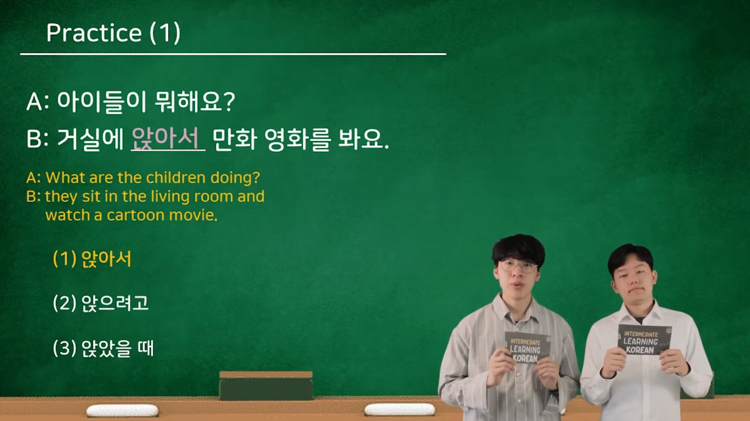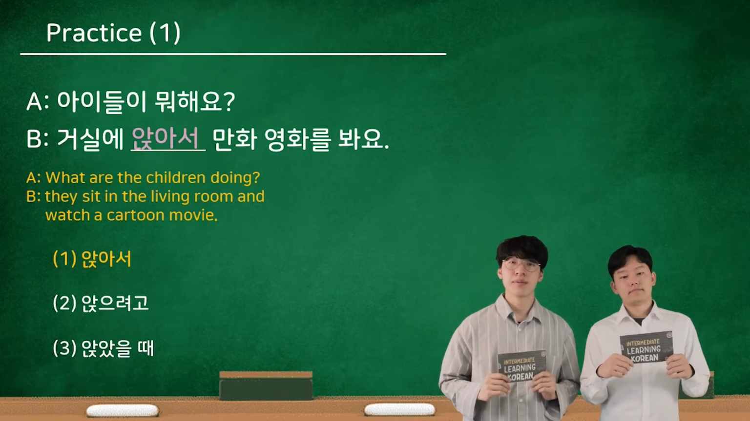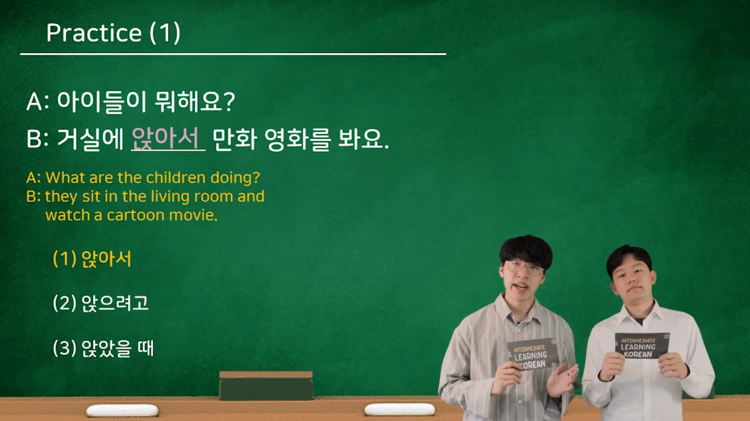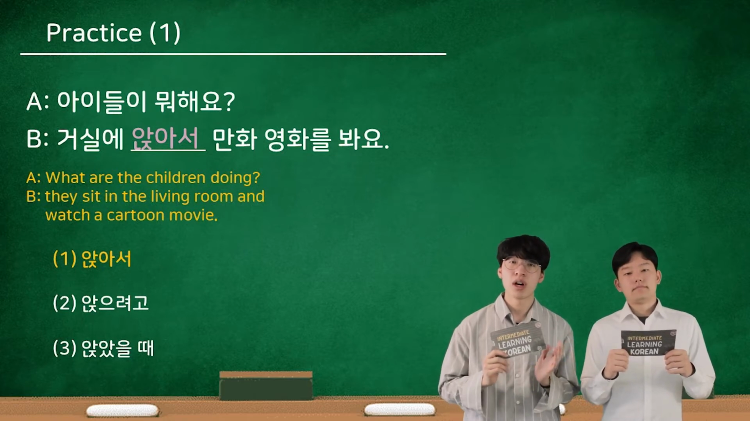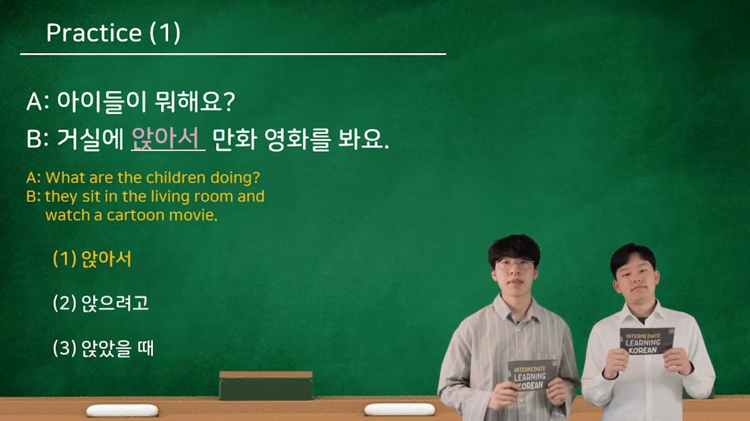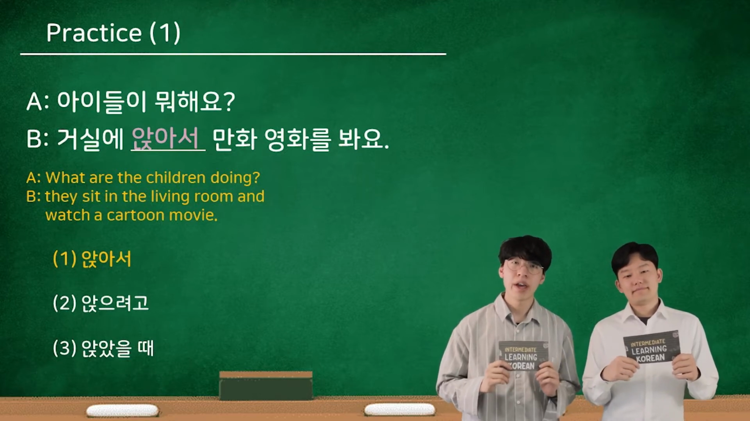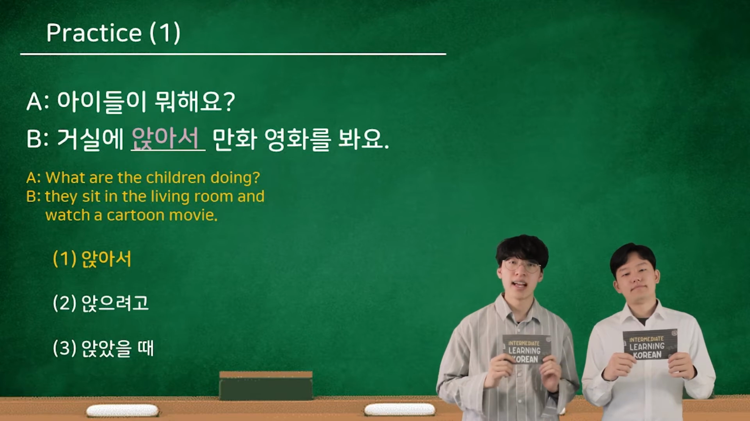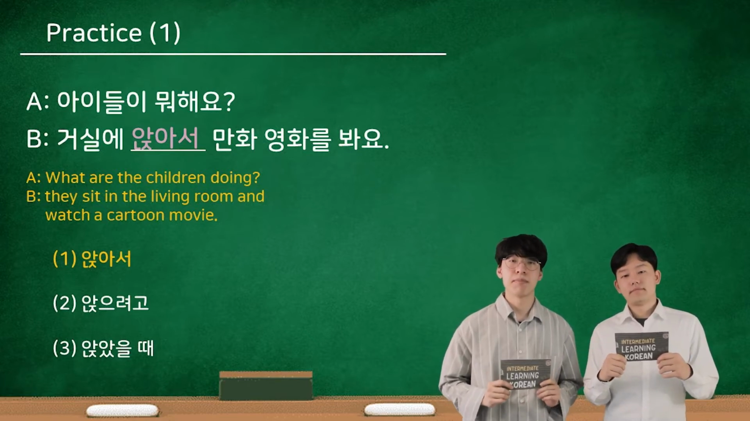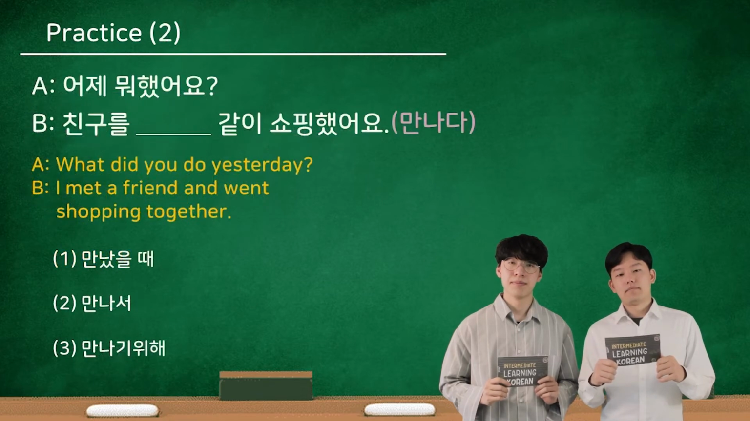A. 어제 뭐 했어요? B. 친구를 만나서 같이 쇼핑했어요. I will read it one more time. 어제 뭐 했어요? 친구를 만나서 같이 쇼핑했어요. Yes, great. Okay, this is the third problem.